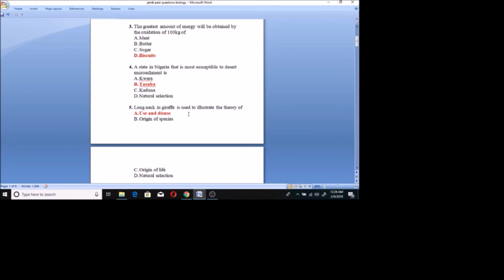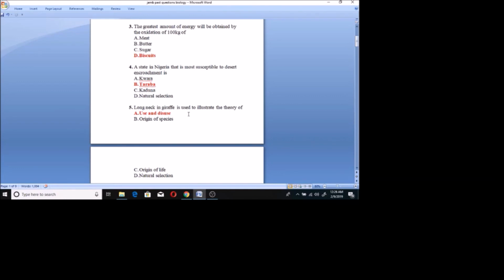Now let's look at this. What is the function of trichocysts in Paramecium? A. Movement. B. Defense. C. Excretion. D. Reproduction. So the trichocysts are used for defense by the Paramecium. So the answer is B.